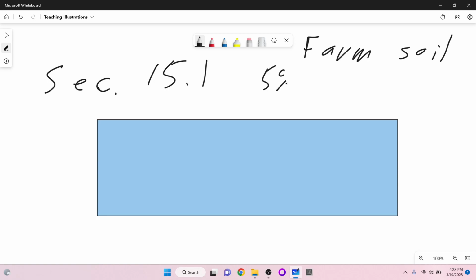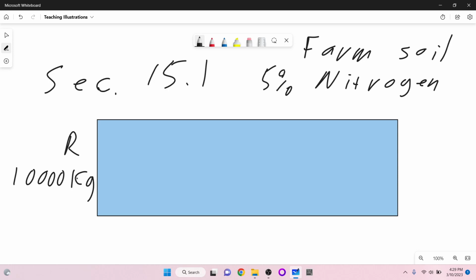contains 5% nitrogen, or at least it should. Let's say this rectangle R here is 10,000 kilograms of soil, and we want to know how much nitrogen. Of course, we'd like it to be 5%, so if we did 0.05 times that, we get 500. But let's say we're not sure. We're checking to see if it's accurate. Well, you could plow up the whole field and weigh it all, but that would take a lot of work.